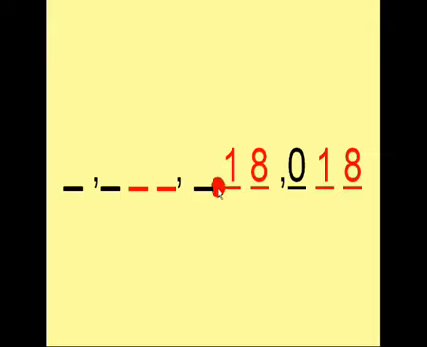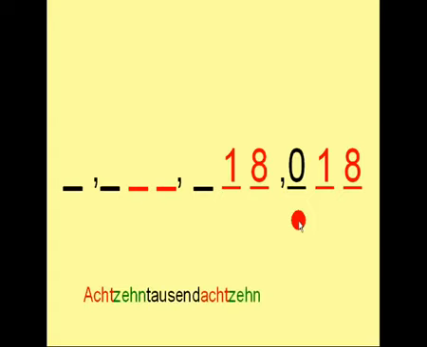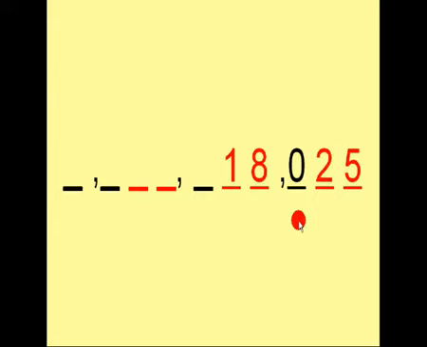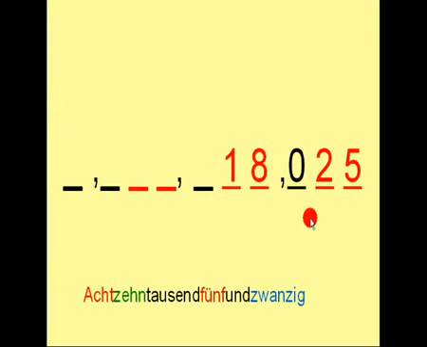Now remember, we still keep on mentioning from left to right, but keep in mind the red lines. So how do we start? We start with 18,000, and then 18. 18,018. And this one is 18,025, and in German it starts again with 18,000 and continues with 25. So again, we mention here the right number first and then the left one. 18,025.